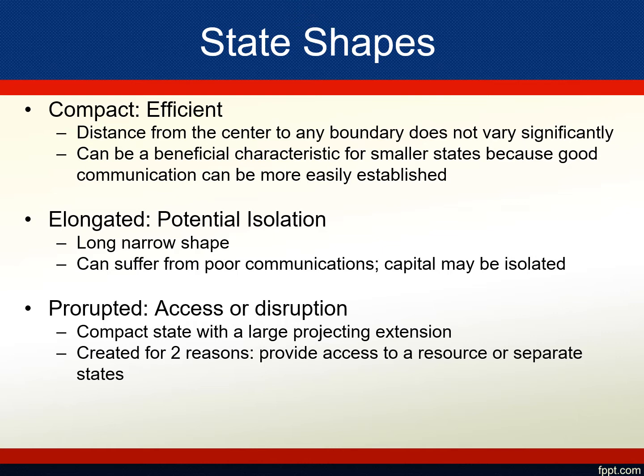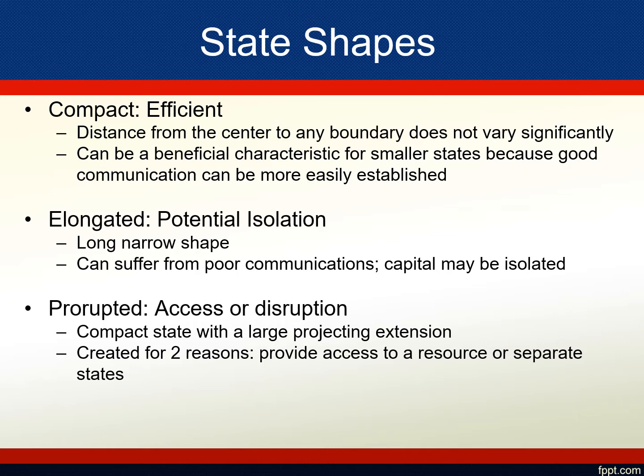The second one is elongated. This is when it's long and skinny. This can be an issue because of poor communication. The capital may be isolated. People who live on one side of the country are really far away from the other side, and potential isolation means that people grow distant.